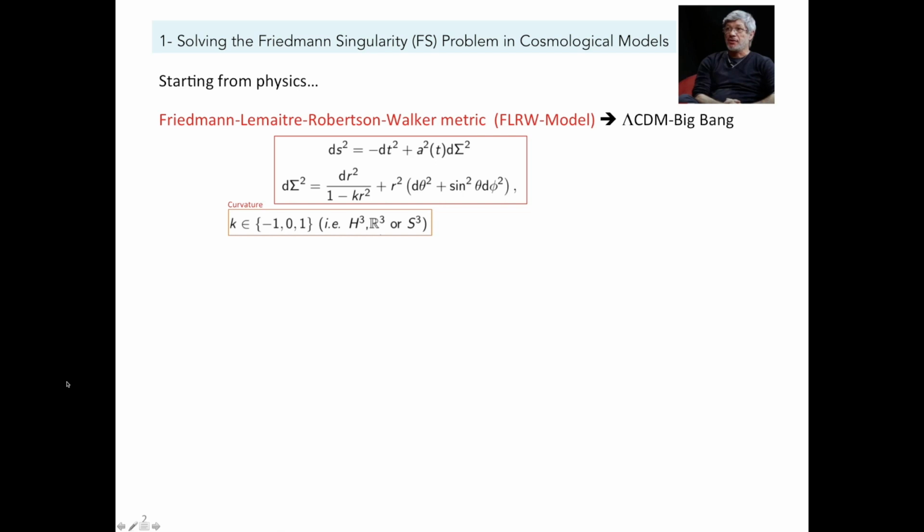Well, let's start from physics, involving the concept of Friedmann singularity. This is the most usual metric that results in the standard model of cosmology. This is the Friedmann-Lemaitre-Robertson-Walker metric, and from that we can get the lambda CDM, a cold dark matter in expansion given by lambda, the cosmological constant, which can be interpreted as dark energy.